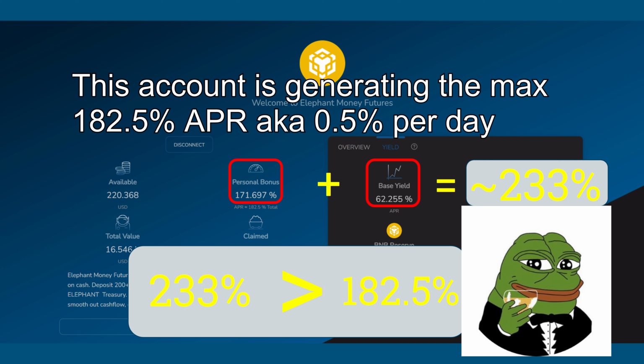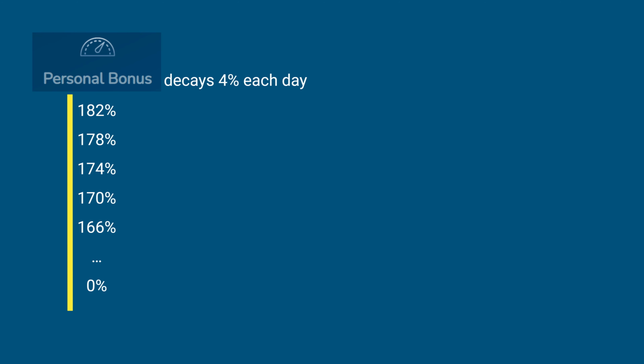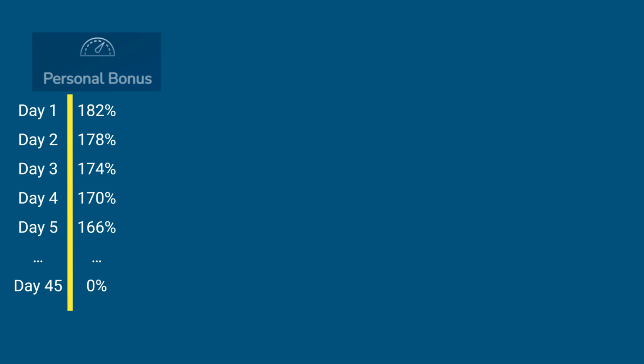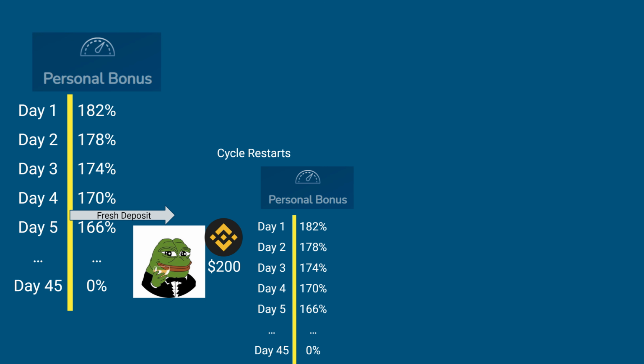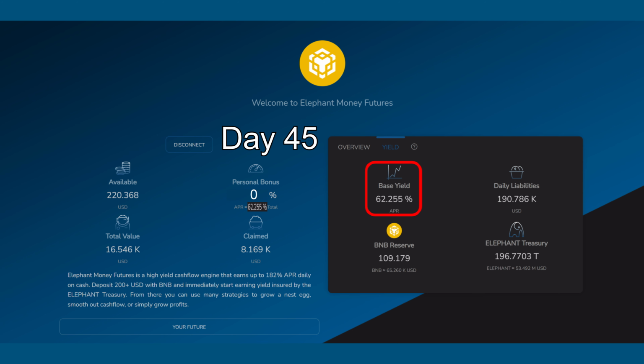the maximum possible yield. If the account is left unmaintained, a decay rate starts for the personal bonus. The personal bonus will decay to 0% over 45 days, a decrease of roughly 4% APR per day. Until a new fresh deposit of $200 worth of BNB is completed, the personal bonus will continue to decline to 0 over that 45-day time period. At this point in time, the account will be generating only what the base yield percentage is.